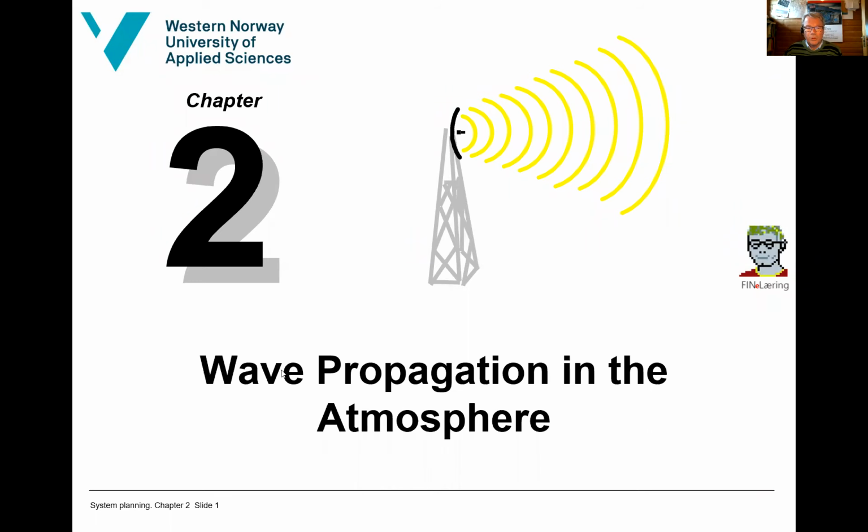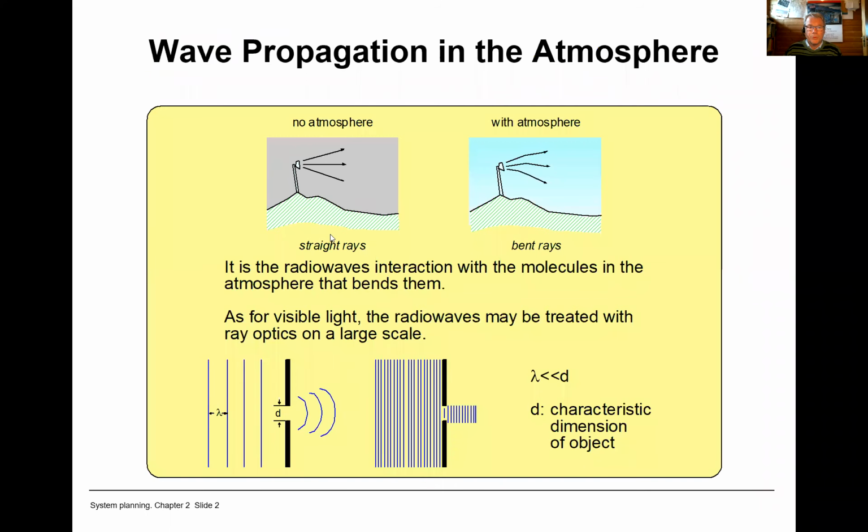In this lecture, we are going to look at wave propagation in the atmosphere. When you have no atmosphere, the waves go in straight lines like this. When we have atmosphere, the rays bend towards the densest medium. The air is densest closest to the ground, so typically you have the rays bend towards the ground.